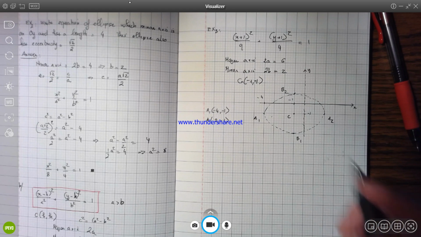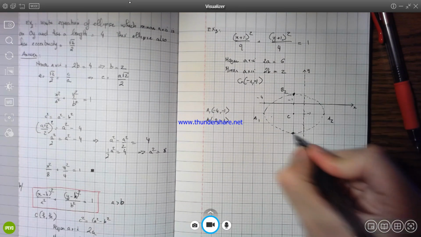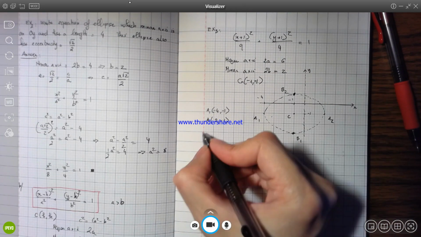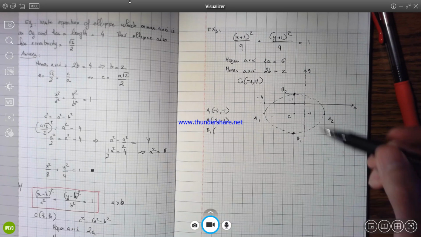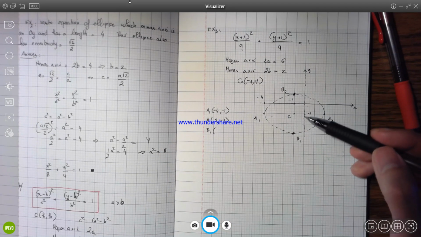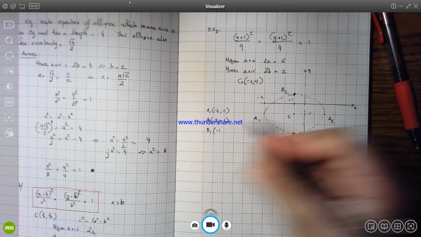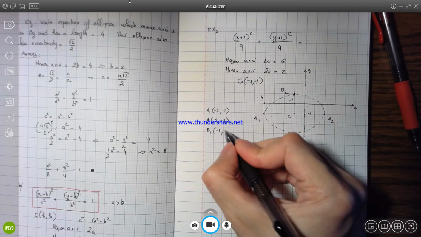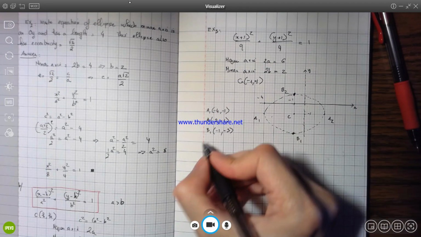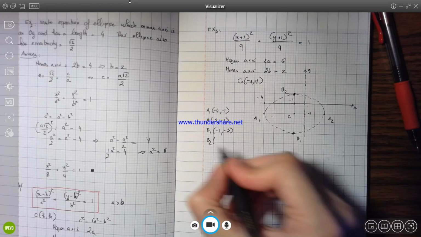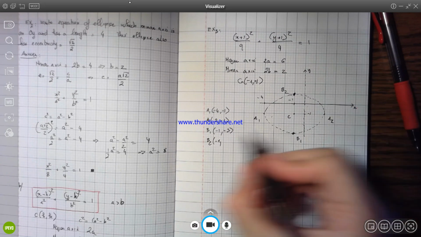And this is b2, this is b1. And b1 will be what? b1 will be how many? 1, 2, 3, right? So it will be (-1, -3). And b2 will be (-1, 1).